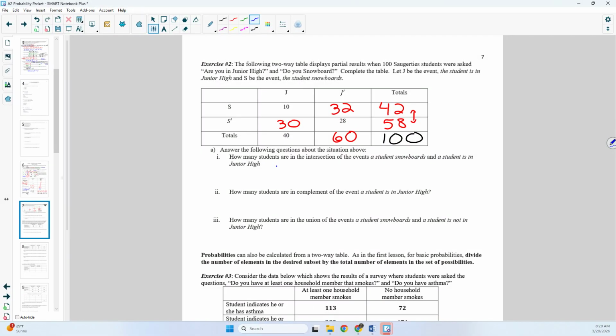So how many students are in the intersection of snowboards and a student is in junior high? So I wrote some notation for it. So looking at where S and J intersect, I get 10. In the complement of the event, a student is in junior high. So this is not in junior high. So the total not in junior high is 60.